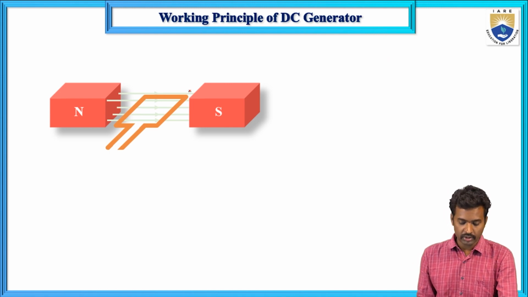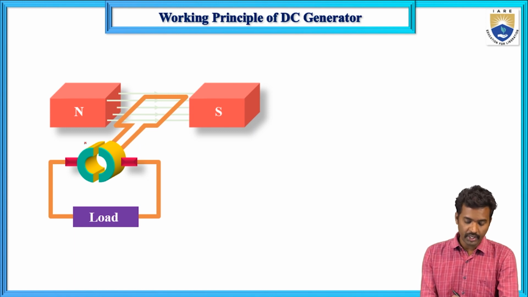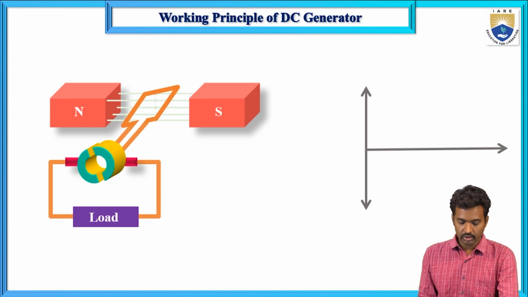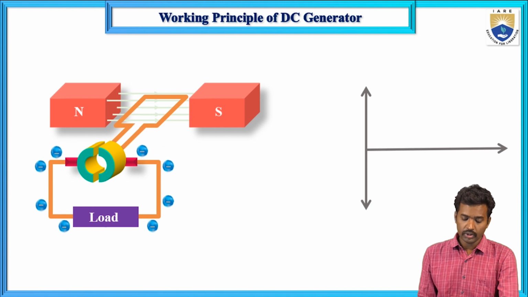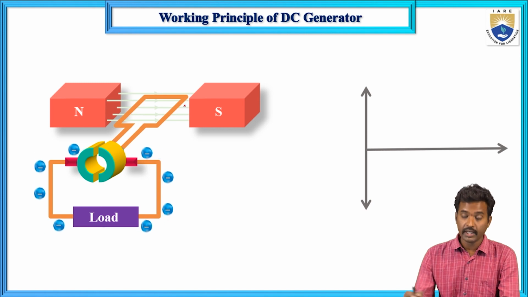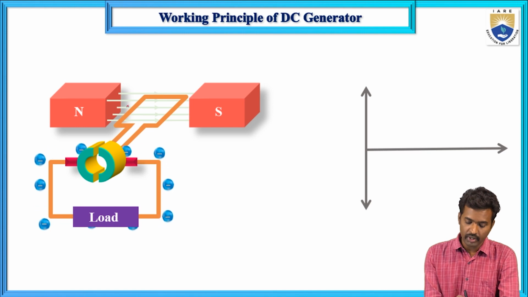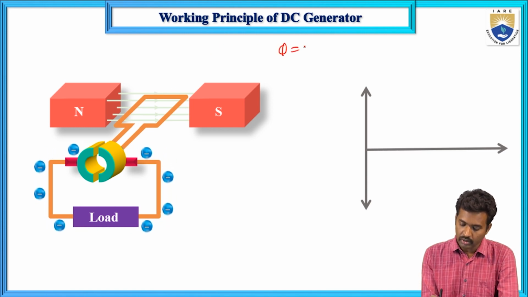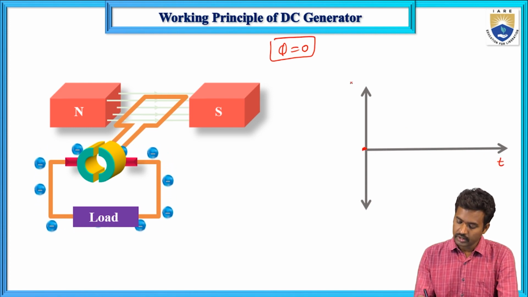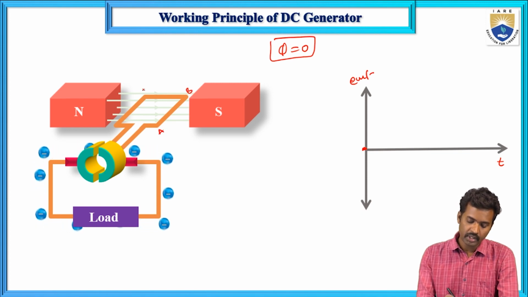If you connect the load, the induced EMF is obtained and current flows. Now the conductor, the single turn conductor, is at the horizontal position, horizontal to the flux lines. So here phi equals 0. This is the time axis T and this is the EMF generated in the armature conductor. This is A, B, C, D.